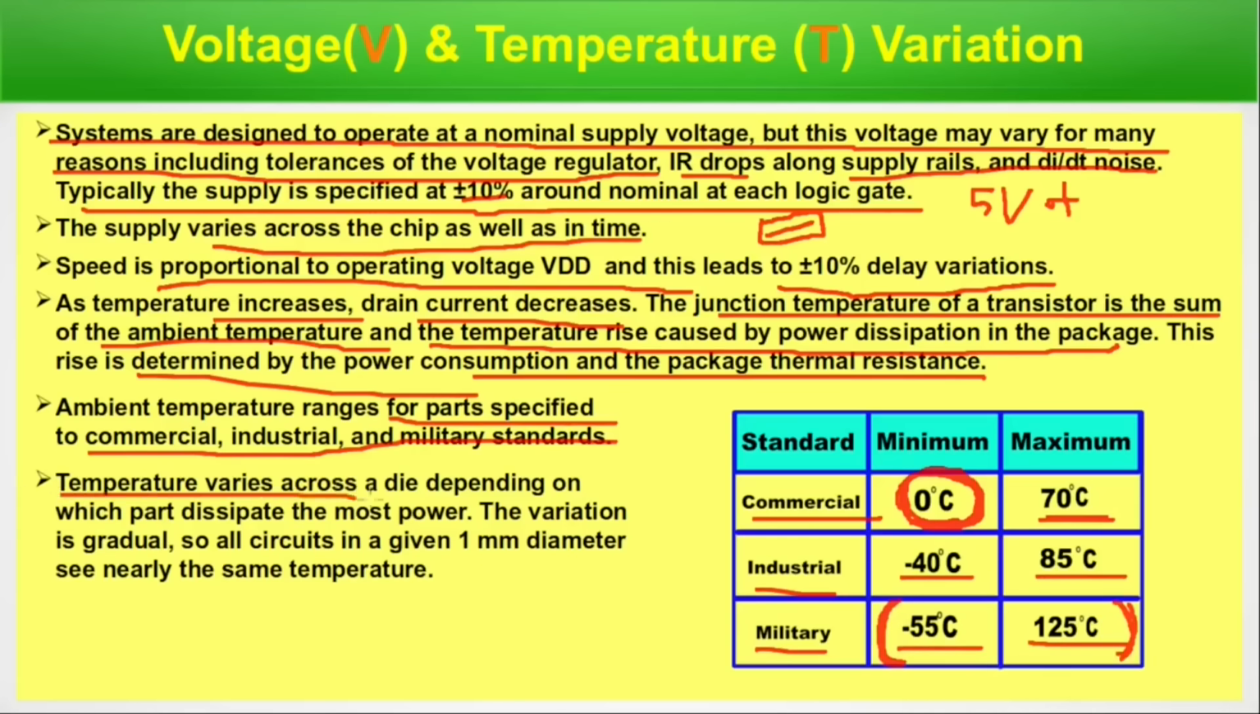Temperature varies across a die depending on which part dissipates the most power. The variation is gradual, obviously, so all circuits in a given 1 millimeter diameter see nearly the same temperature.